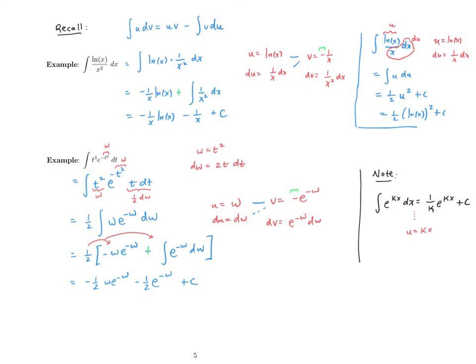Note we're not quite done with the integral, so hopefully I haven't distracted us from our goal. We need to resubstitute. Each and every w that we see needs to become a t squared. So minus 1/2 t squared e to the minus t squared minus 1/2 e to the minus t squared plus c.